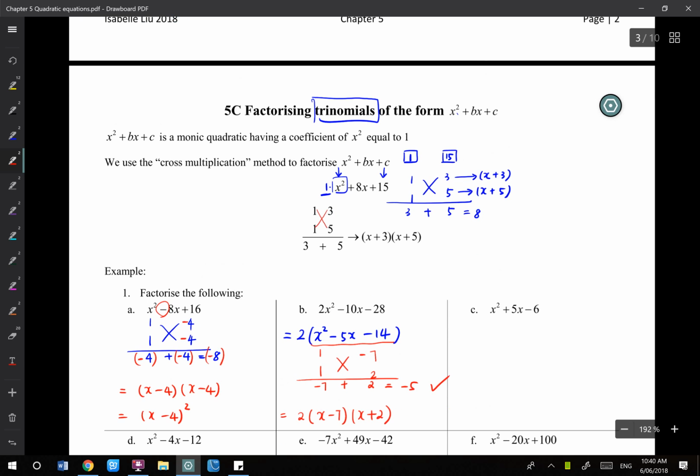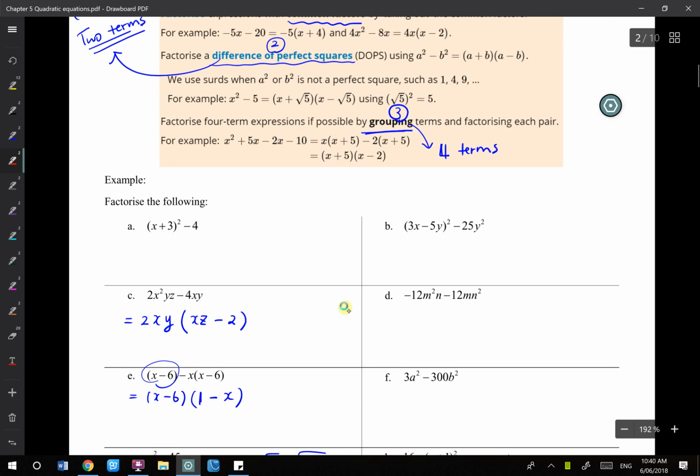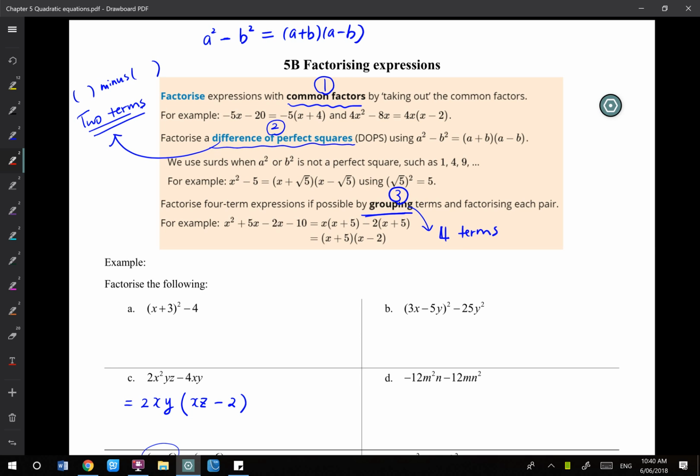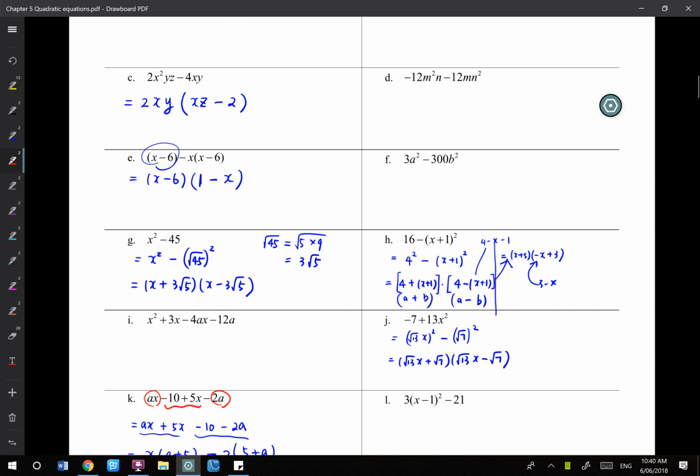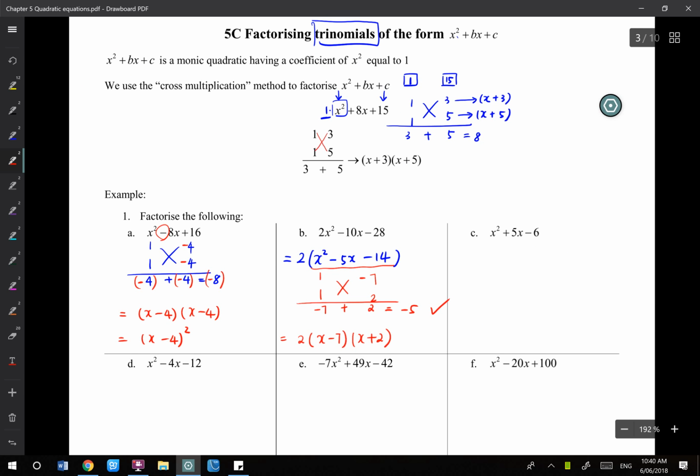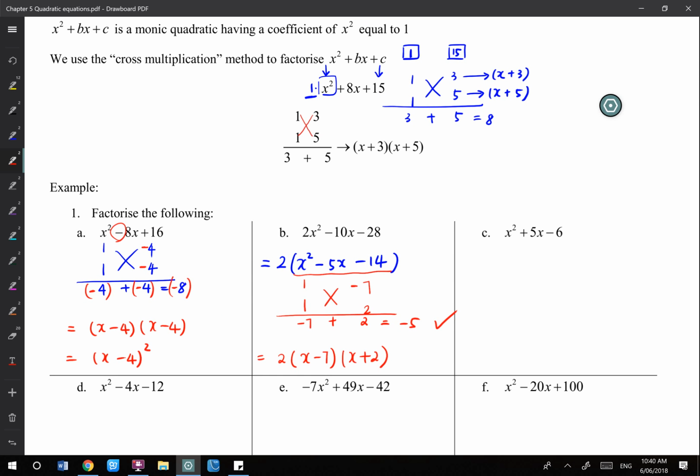How to factorize, from yesterday. In 5b, we talk about finding common factors. If there are two terms, we find the difference of perfect squares. If there are four terms, we use grouping. And if it's three terms and it's a quadratic with a single x squared, with no coefficient on the x squared, we try to find the factors of the constant and cross multiply them to give the middle number.